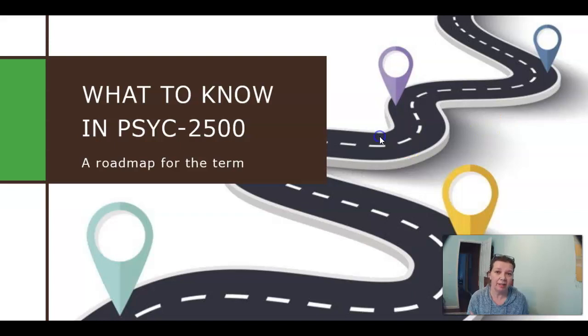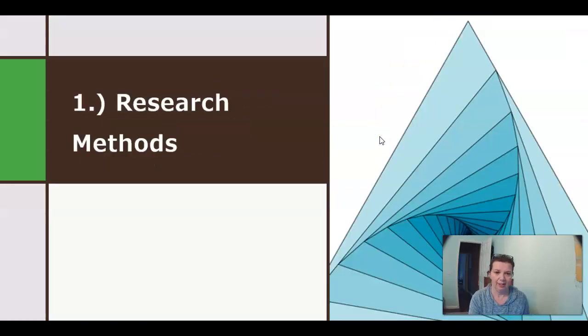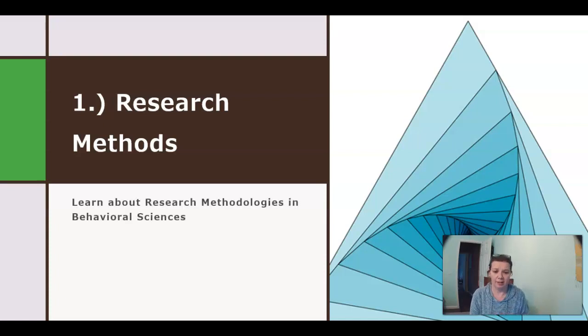I want to give you a quick overview and a roadmap of what we're doing in PSYC-2500 this semester. So think about research methods as three main things that you're doing hand in hand simultaneously. At each point we have different things that you're going to be doing, but you're doing them all at once. So the first thing that you're focused on this semester is learning about research methods. This is learning about how we do research, empirical studies, scientific studies in psychology.